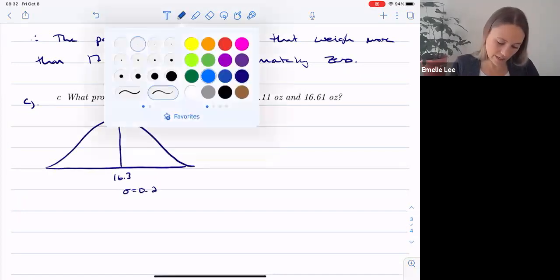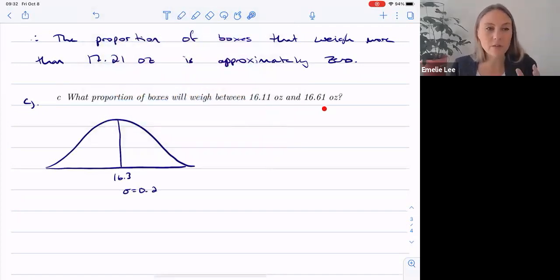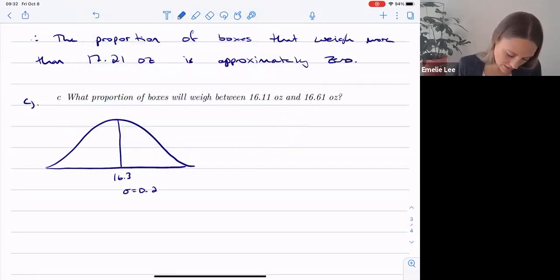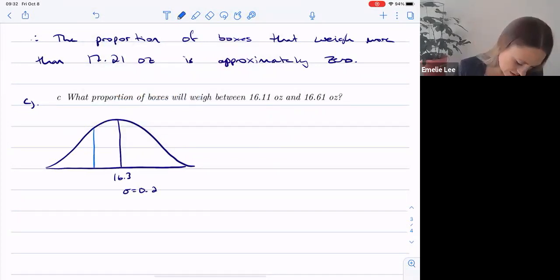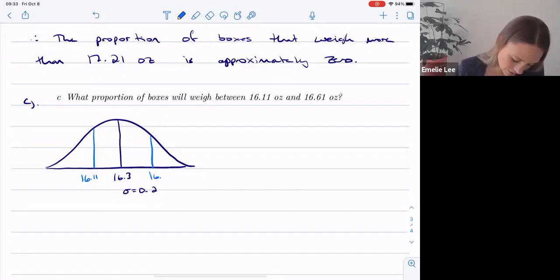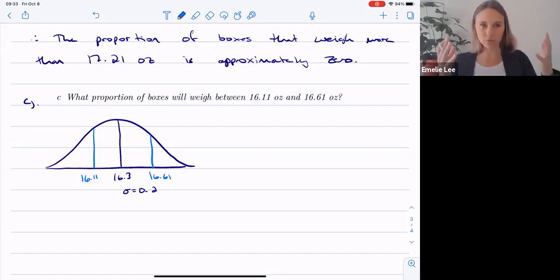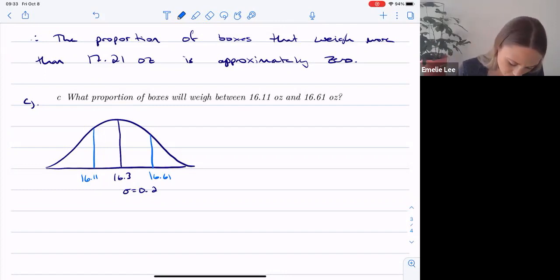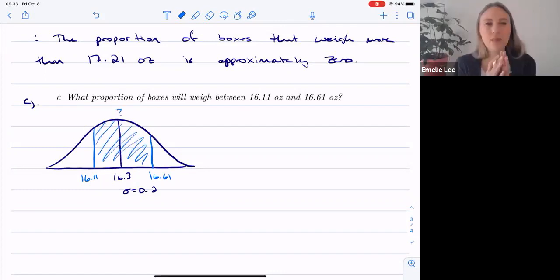And so now I actually have two values that I'm interested in. So I want 16.11, which I can see is going to be below the mean somewhere. And then 16.61 is going to be above the mean, somewhere around here. Remember, you're just using the graph to help you map things out, to help you figure out what you need to solve for. So the area that we want is this area.